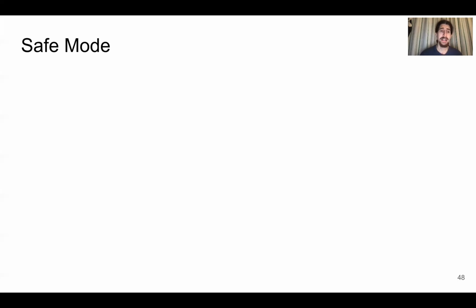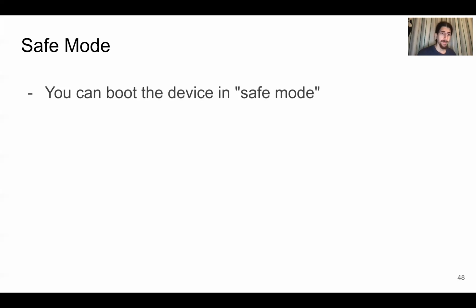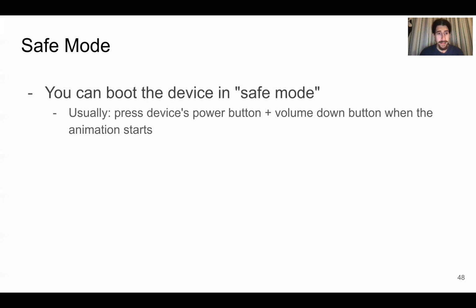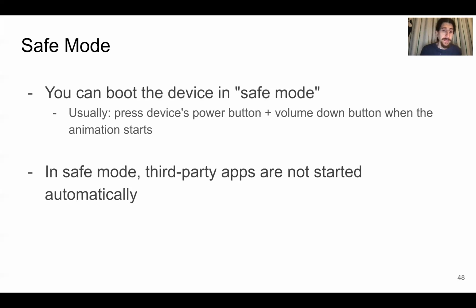So there is a way to start your phone in safe mode. To do this, usually you press the device power button plus volume down, and then you're going to be in safe mode. Again, the specific procedure depends on your specific phone. Google for it. The key point here is that third-party apps are not started automatically.